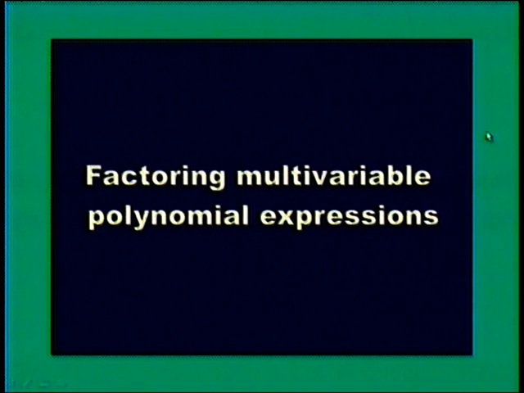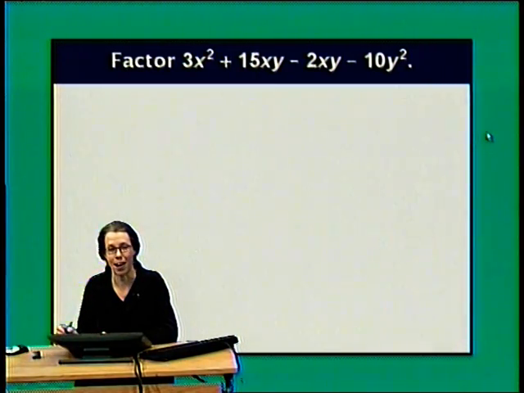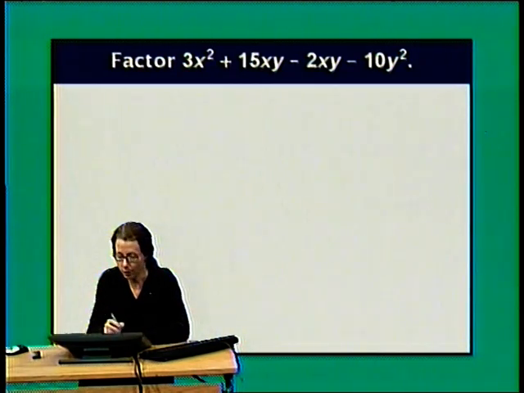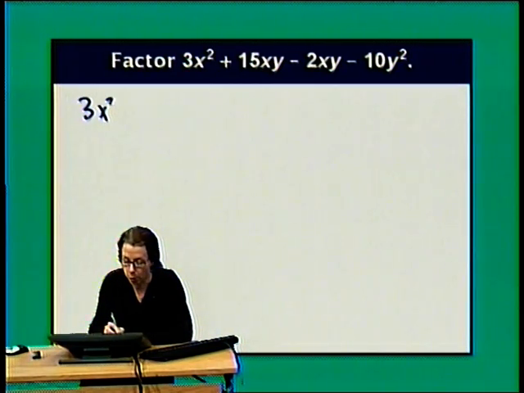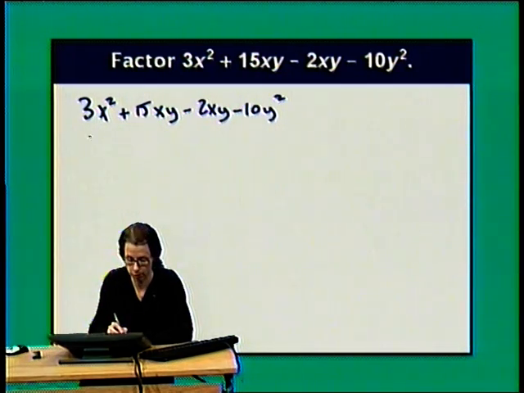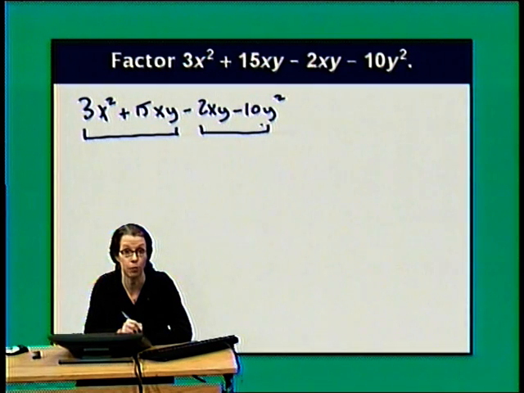We're going to just finish with a couple of examples of factoring multivariable polynomial expressions. Same trick. We're going to start by trying to factor by grouping. So I have 3x squared plus 15xy minus 2xy minus 10y squared. Let's look closely at the pairs of terms.